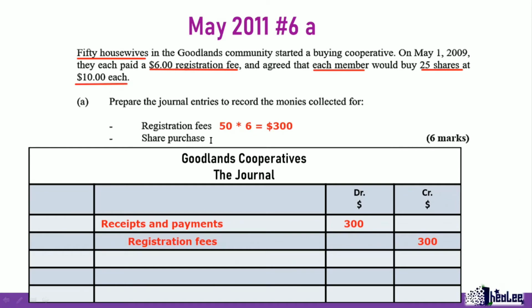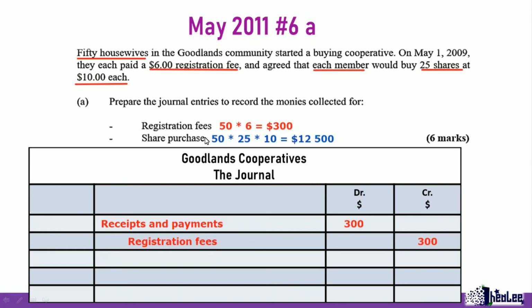So our calculation for that is the 50 members each purchasing 25 shares, so 50 times 25, and then we're going to multiply that by 10 to get the value of the share capital that is generated. 50 times 25 times 10 gives us a value of $12,500. $12,500 is what is generated for share capital by the purchase of the shares within the business by the 50 housewives. Now we're going to make that entry.